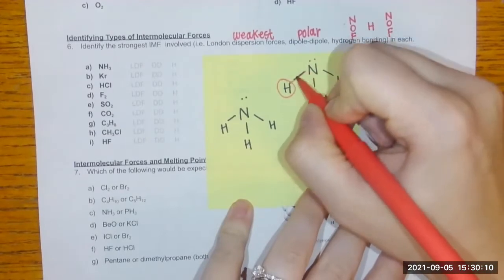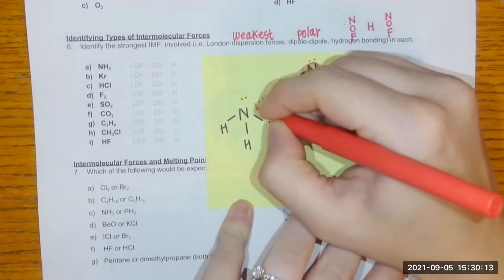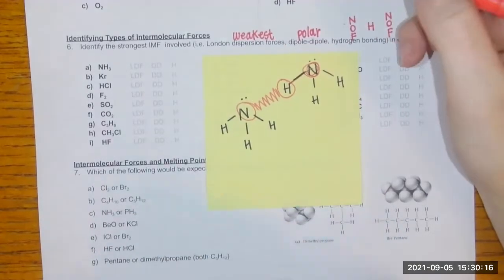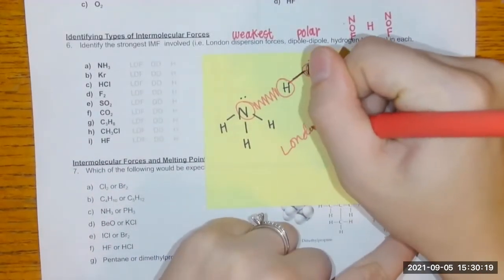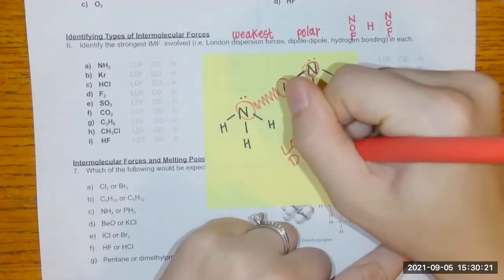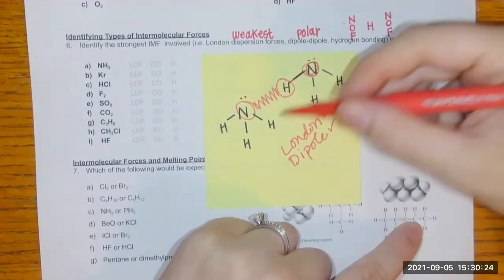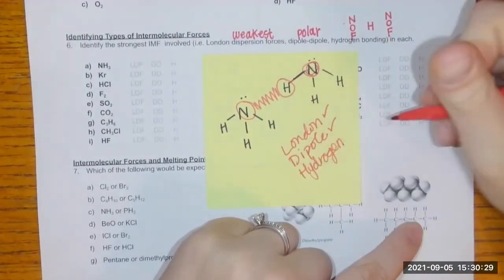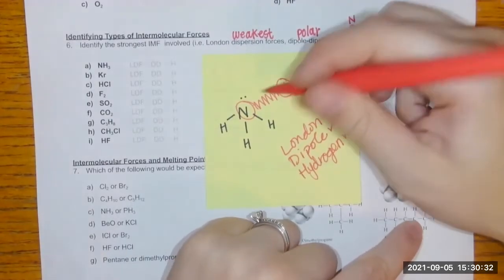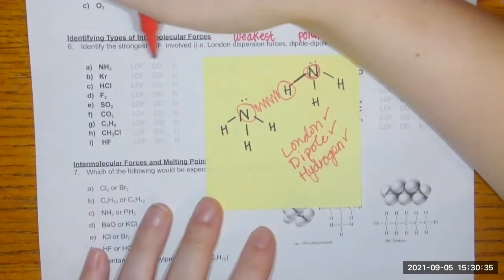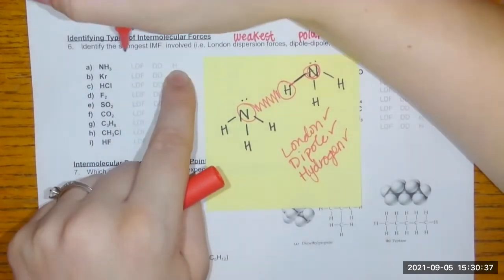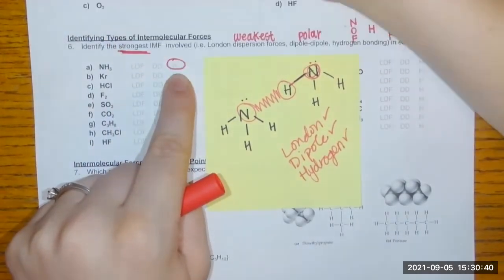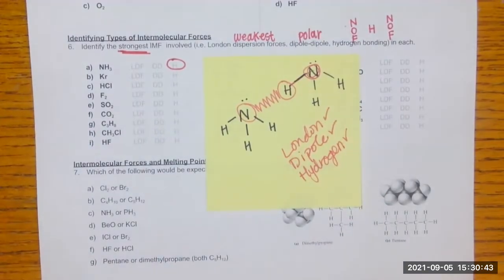H, N, N, yes it does. So this one does have London because everything has London. It does have dipole because it's a polar molecule. And it specifically has hydrogen bonds because of that H sandwich. I could circle all 3 to show what it has, but we only need to list the strongest one involved. Okay, so there's kind of how you're going to do that one.